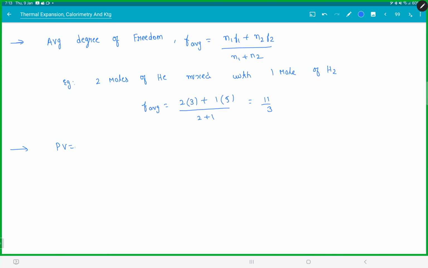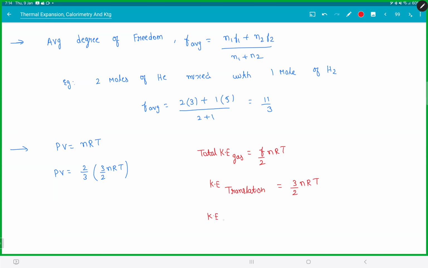Same thing, if you also look at the equation, PV is equal to nRT, we can do something here. Multiply and divide by 3 by 2 and 2 by 3. This will be 3 by 2 nRT. Now, if you remember this, kinetic energy of the gas is F by 2 nRT. This is total. But if you get only translation component, that will become 3 by 2 nRT, isn't it? Because there are only 3 degrees of freedom, right?